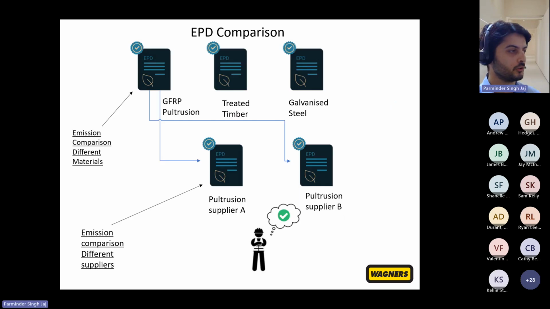So EPD offers comparison between different materials. In this case, we will take three materials: GFRP pultrusion, treated timber, and galvanized steel. Once you know what materials you want to choose, EPD also offers comparison between different suppliers for the same material itself. In this case, for example, our project manager is happy to use GFRP pultrusion, then he can get EPDs from different suppliers of pultrusion products, and he can select whatever suits his needs or whichever pultrusion supplier gives him the least emissions.